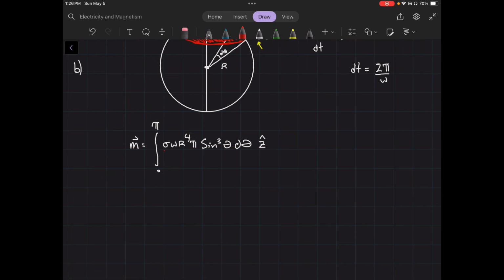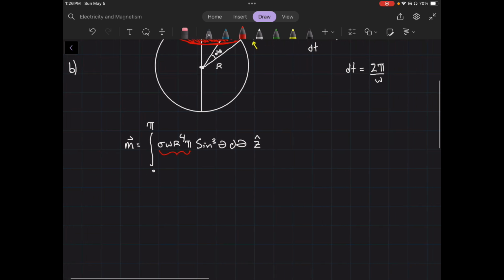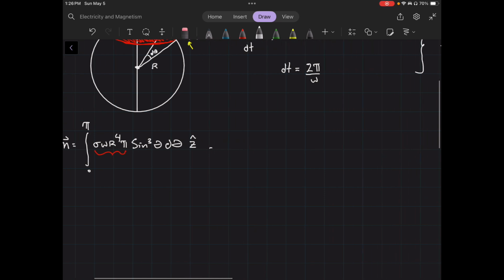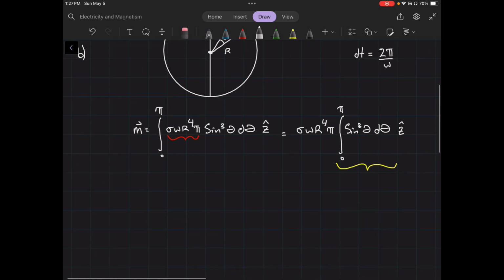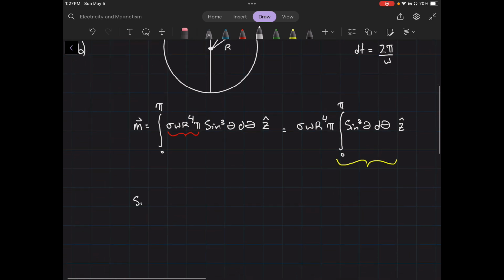And, as with part A, this is all constant, so we can factor that out. Sigma omega r to the 4th pi times the integral from 0 to pi of sine cubed theta d theta in the z hat direction. Okay, so to make things a little bit easier, I'm going to do this integral separately, and then plug the result back in.